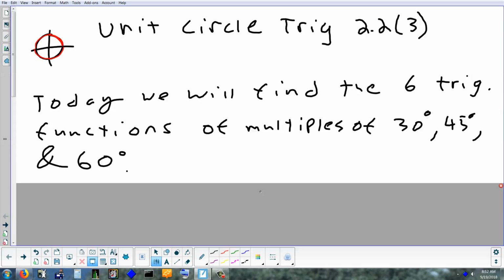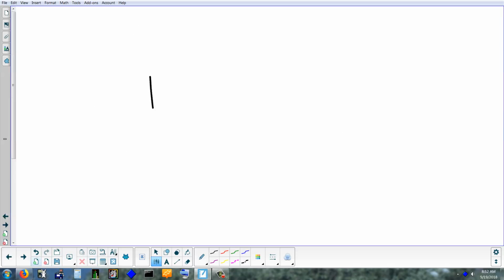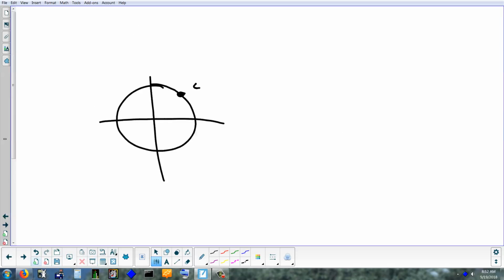The nice thing is all the coordinates that we know, the root 2 over 2, root 2 over 2 for 45, and then the 1/2 and root 3 over 2 for the 30 and the 60, you use those same numbers. So we don't have to learn any new coordinates. The only thing that happens is, let's say you had 45 degrees right there, and you make a triangle just like we did yesterday.